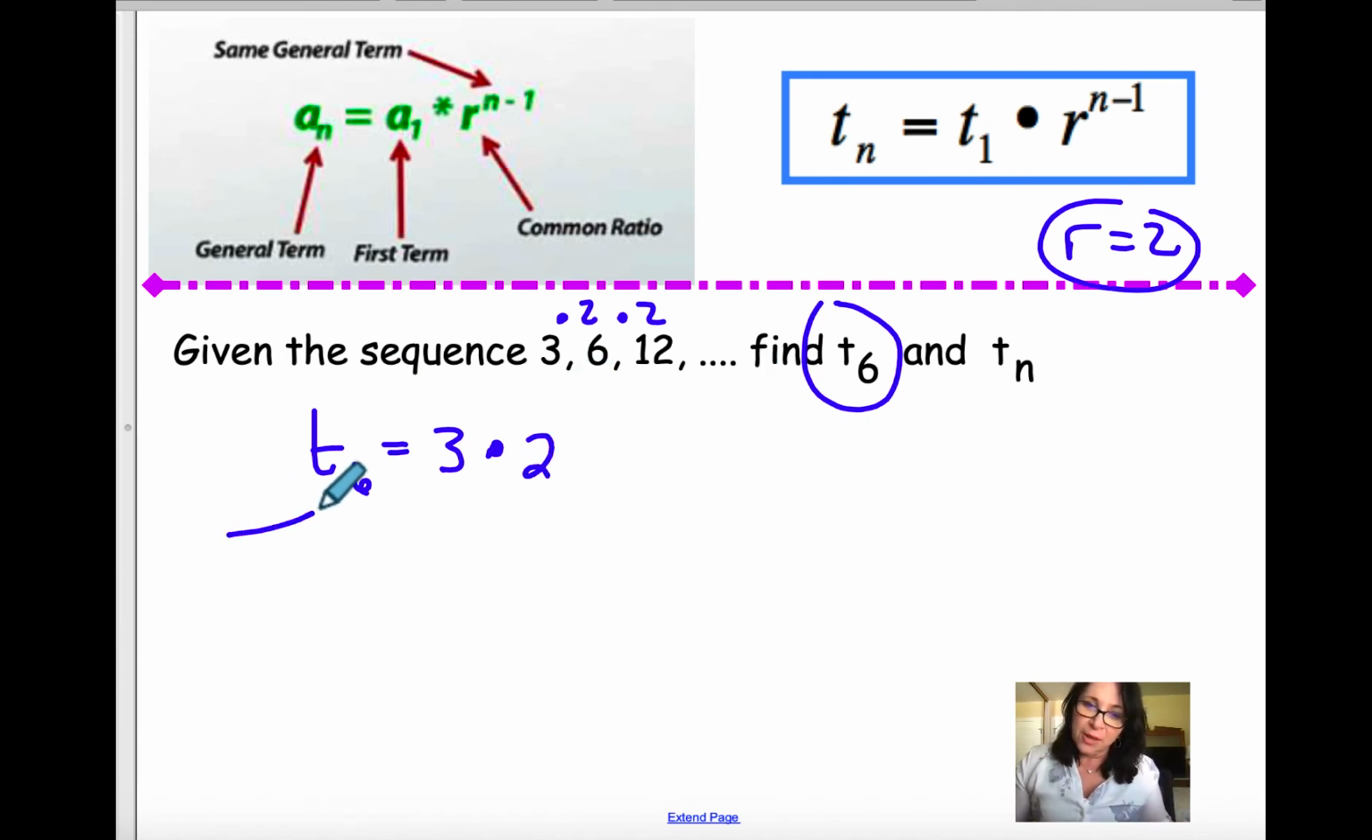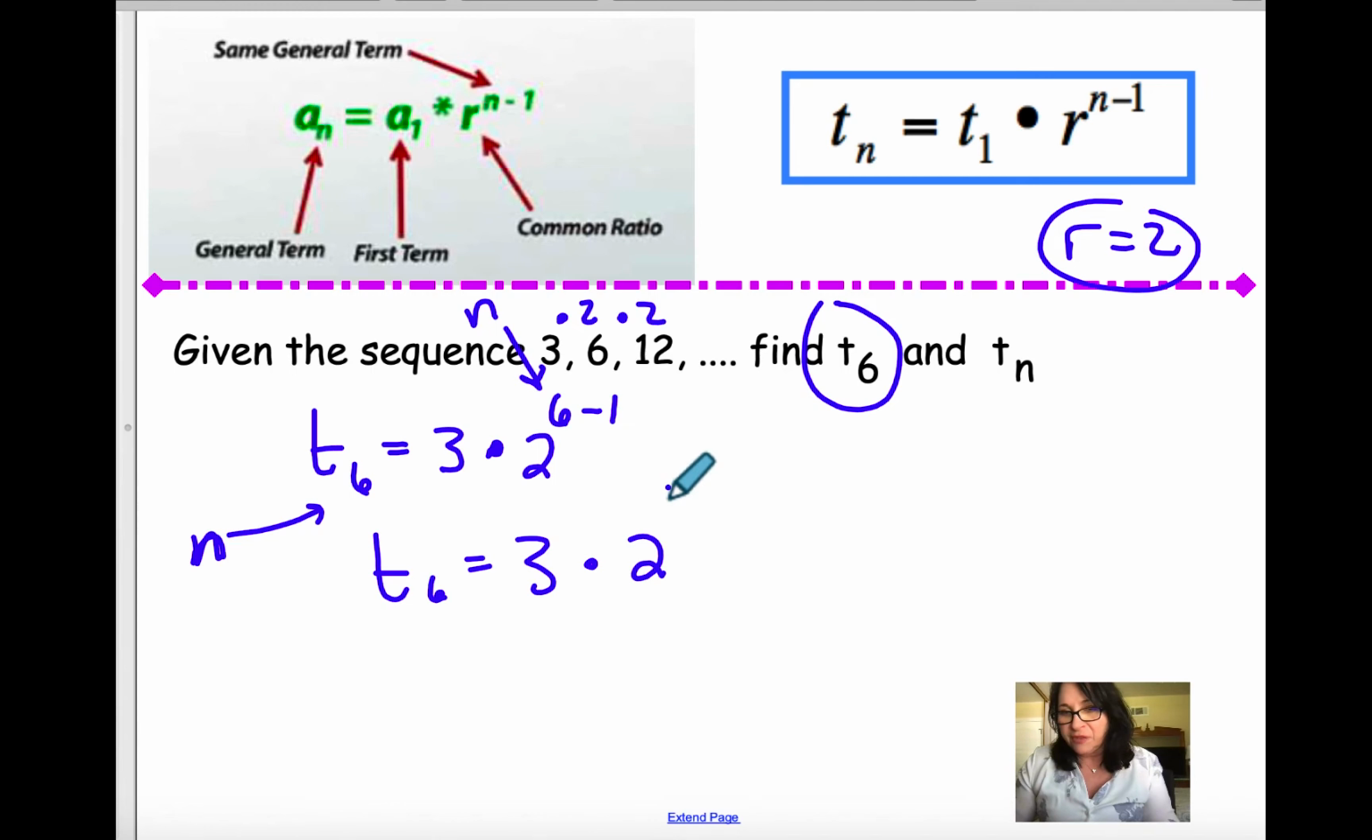Now remember, that value right there is n. So I want to the n minus 1 power. So that's going to be 6 minus 1. And remember, these are the same, right? These values here, those are n. Okay, so T of 6 is equal to 3 times 2 to the 5th power, because of course, you need to do that first. And again, exponents come before multiplication.